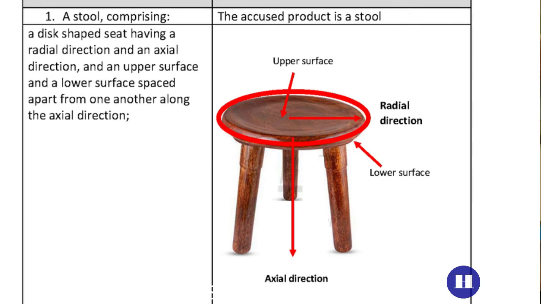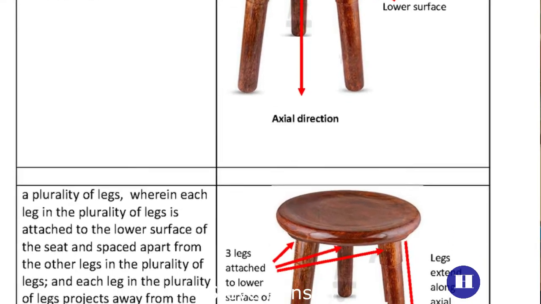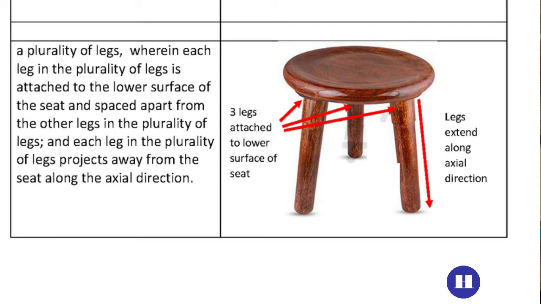So we go to the next element, which is the plurality of legs. This element requires that the legs be attached to the bottom of the disc-shaped seat, which we can see that they are, and that they are spaced apart from one another. We can see that they are. They're all separate. They attach at the bottom of the seat at different points, and they all have a length where they project away from the seat along the axial direction. And basically what we're saying there is that the legs stick out along the thickness direction of the seat.